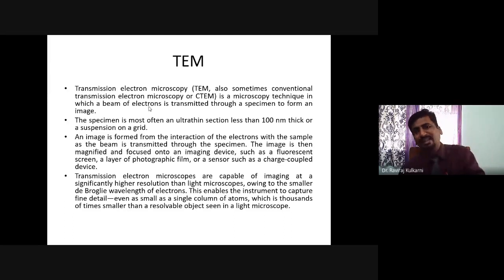The image is then magnified and focused onto an imaging device such as a fluorescent screen, a layer of photographic plate or film, or a sensor such as a CCD. TEMs are capable of imaging at a significantly higher resolution than light microscopes, and even the scanning electron microscope, which I'll discuss in the next class, owing to the smaller de Broglie wavelength of electrons. The wavelength associated with electrons is very small.